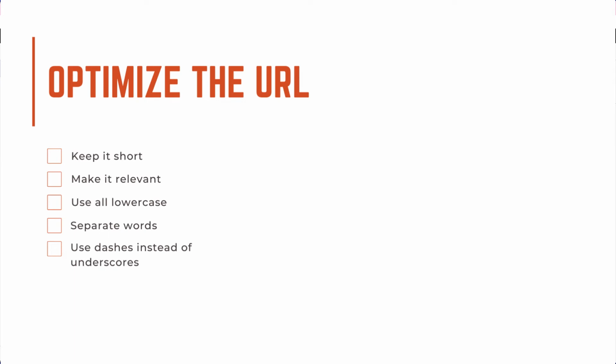You also want it to be relevant. So if you are sending people to your about page, the URL shouldn't be pongoslearninglab.com/contact. You want it to be about or something like that. Also make it all lowercase. It's just easier for people to type.